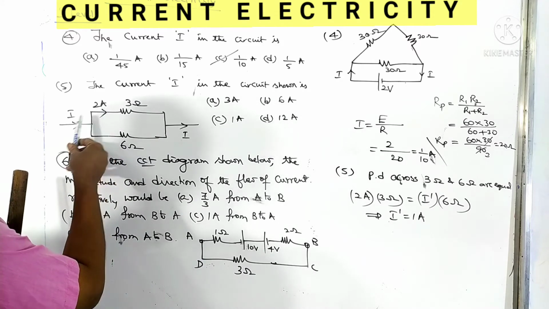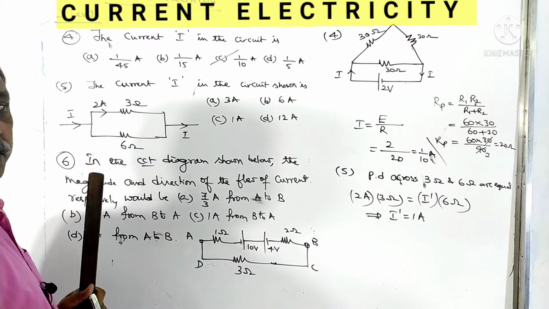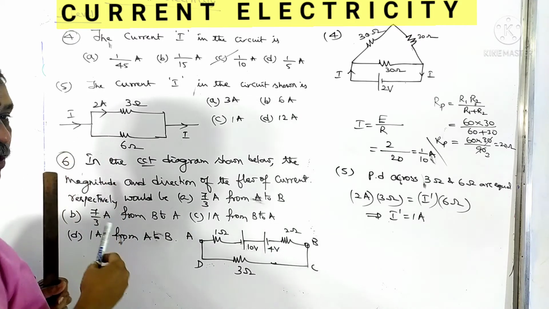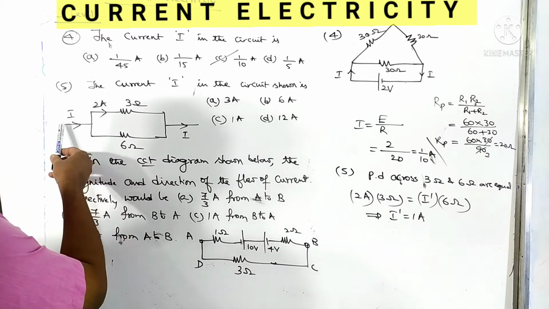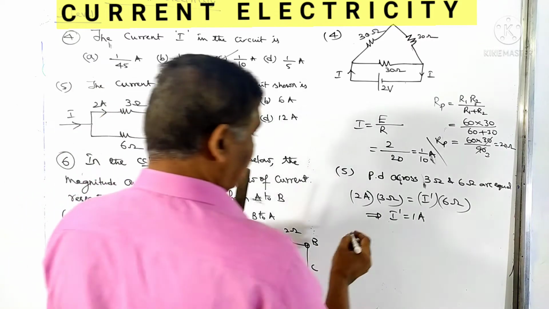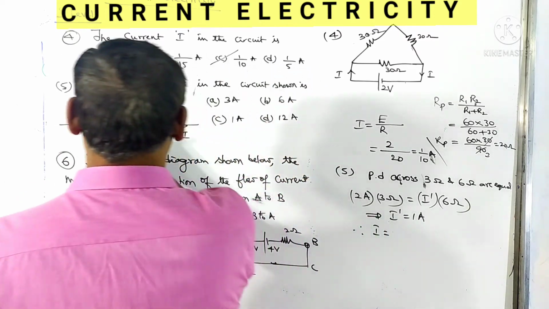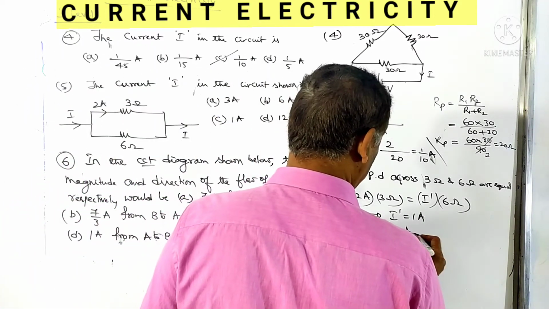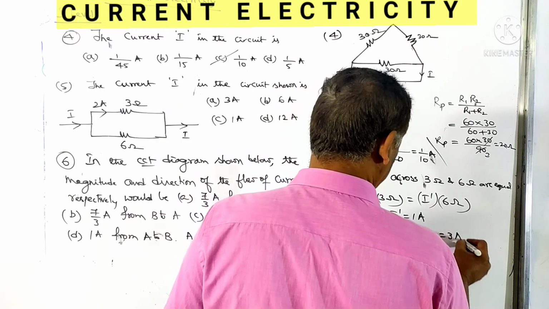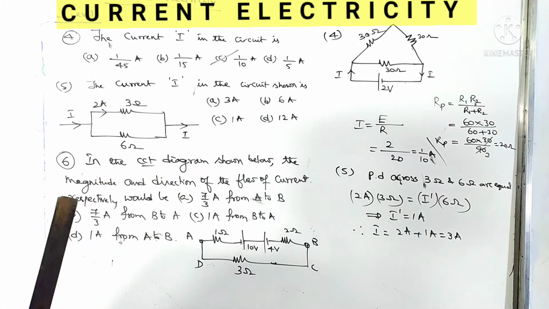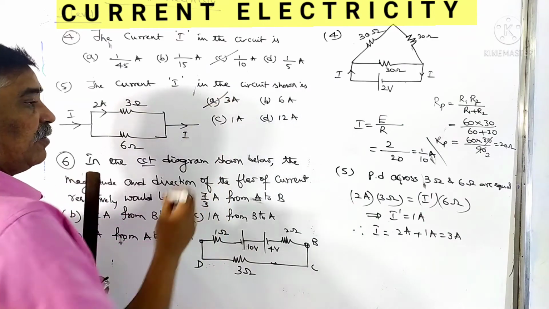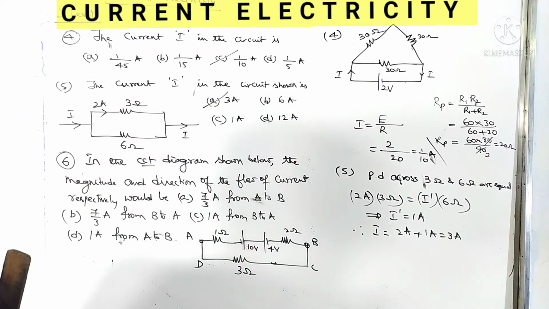Here 2 ampere is flowing. By Kirchhoff's laws, incoming current is equal to sum of outgoing currents. So the main current I is equal to 2 ampere plus 1 ampere, that is equal to 3 ampere, which is there in option A. So A is the answer for this question.